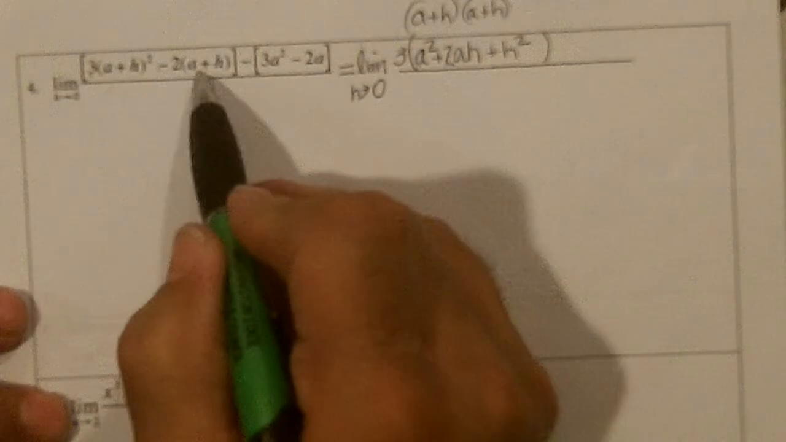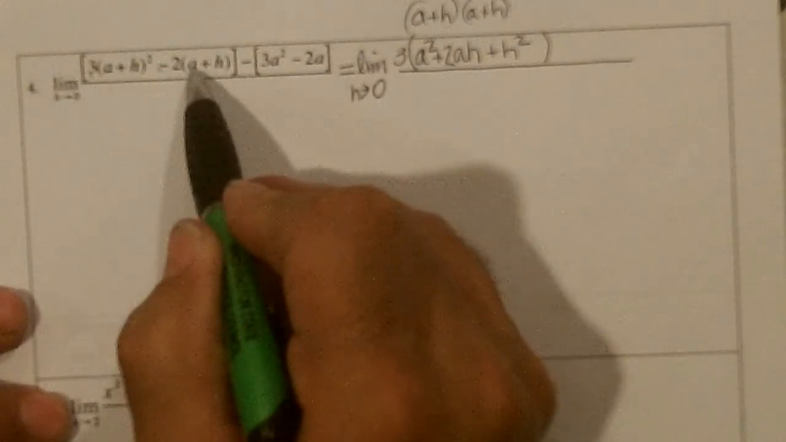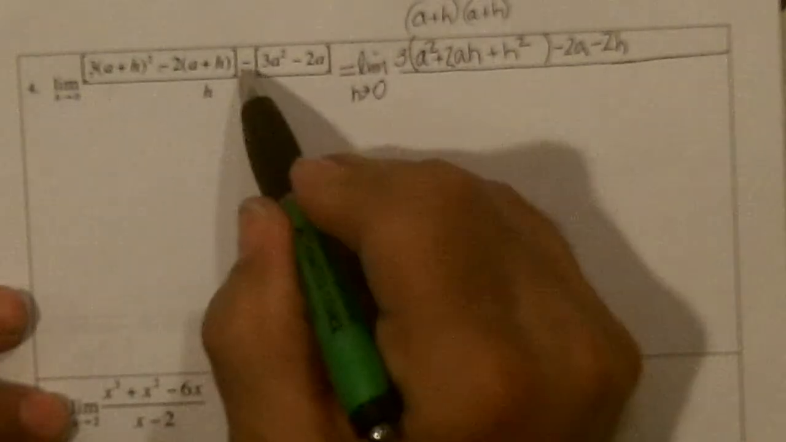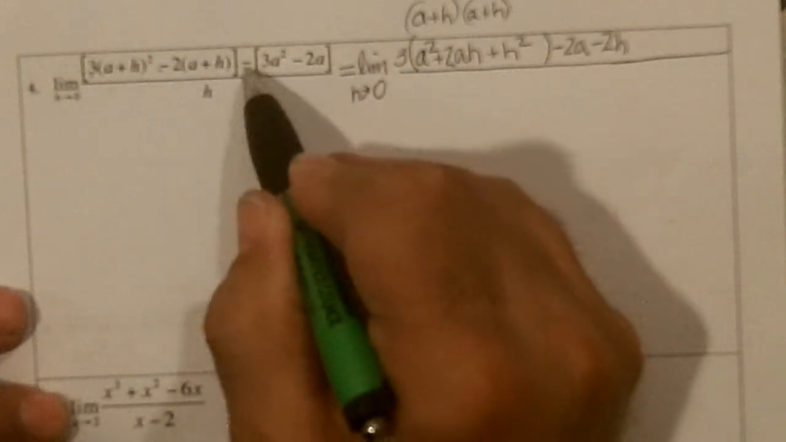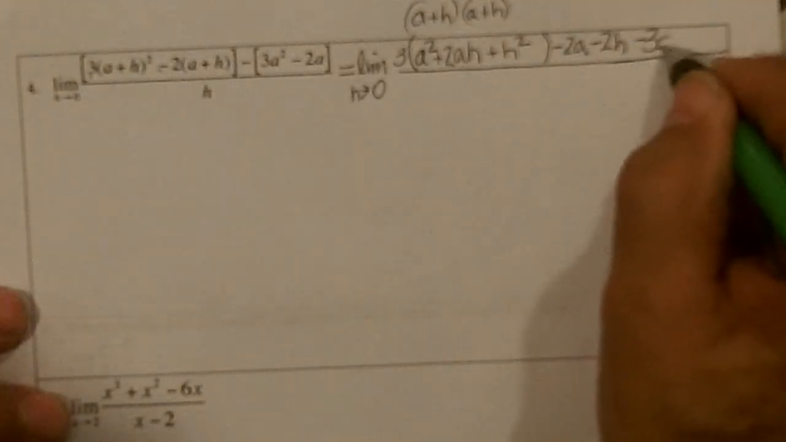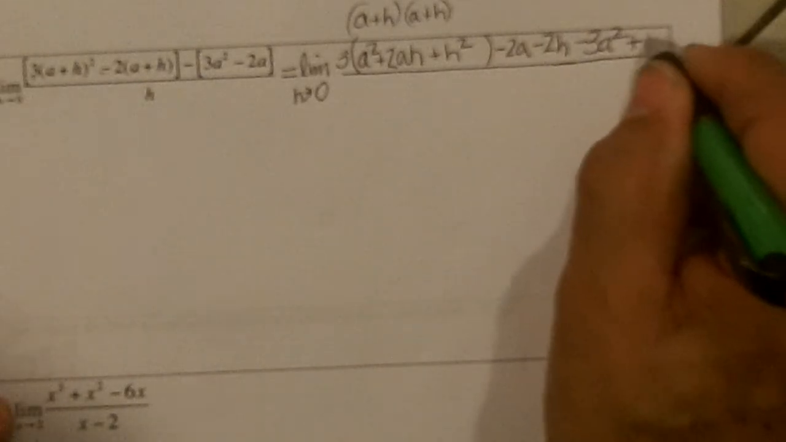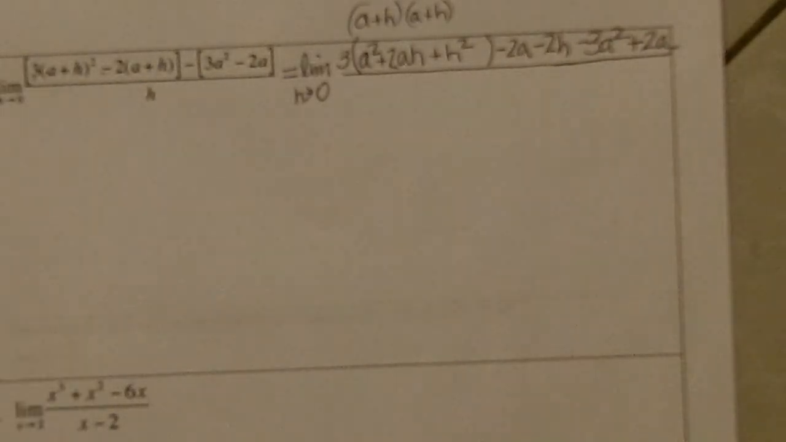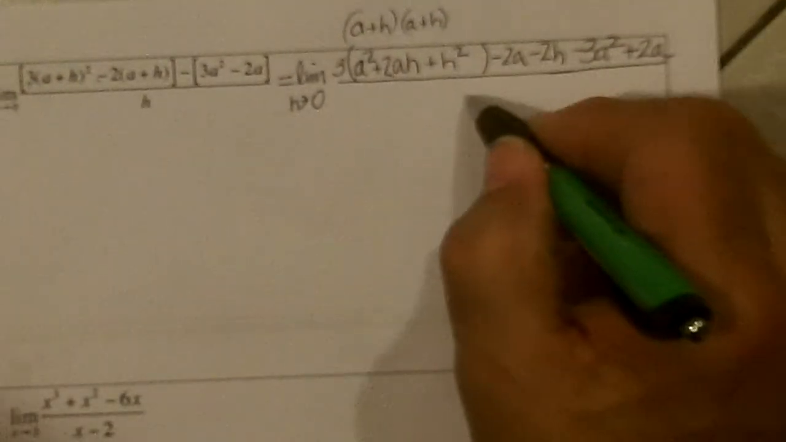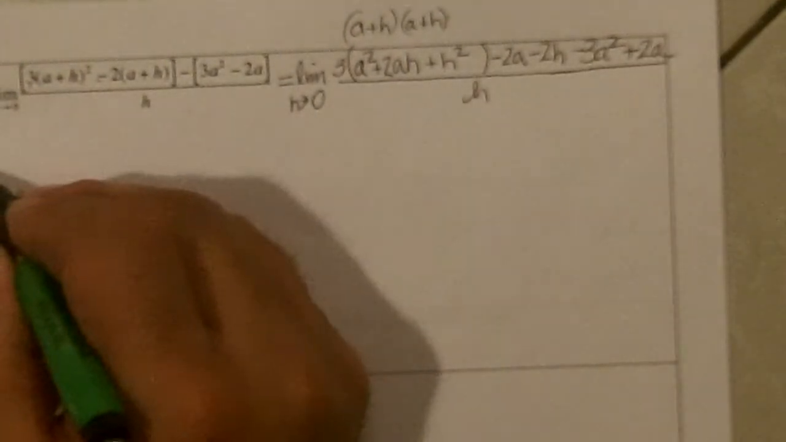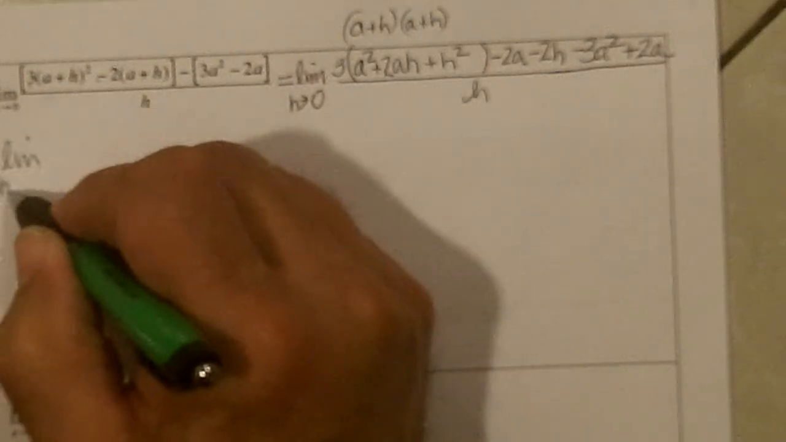And then we have a minus 2 times this, which means we've got to take a minus 2a and a minus 2h, which some of you forgot to do. And then we have a minus that we have to distribute to this, so this becomes minus 3a squared and plus 2a. And this is all over h. So this becomes the limit. We haven't taken that limit yet as h approaches 0.